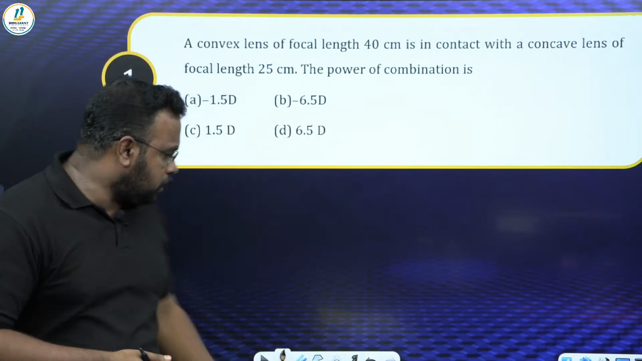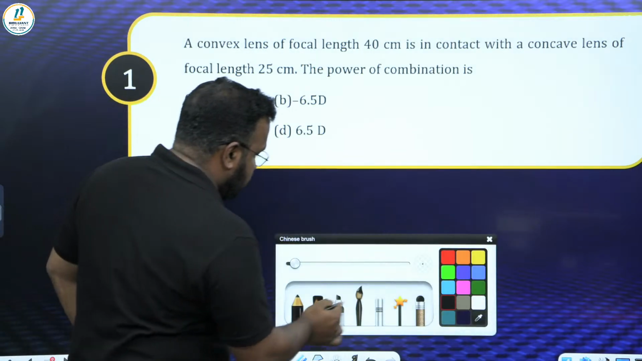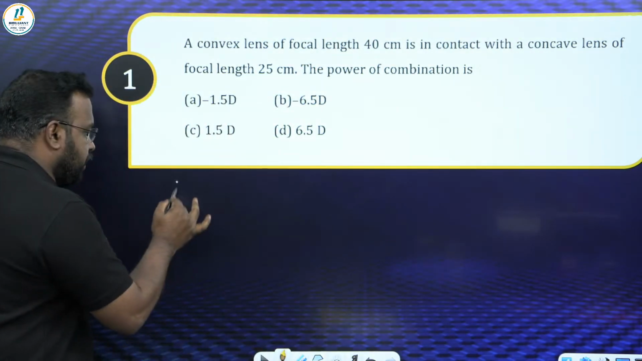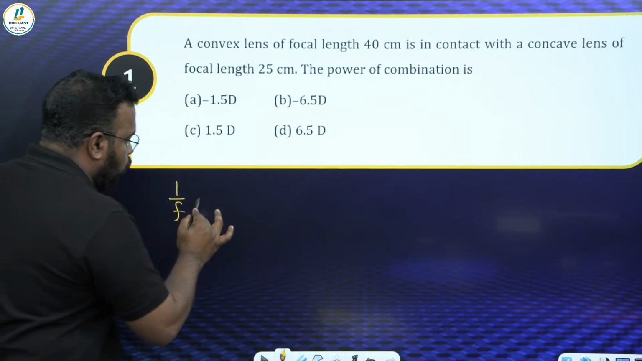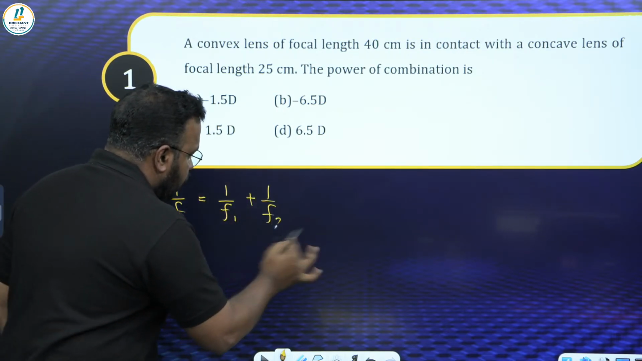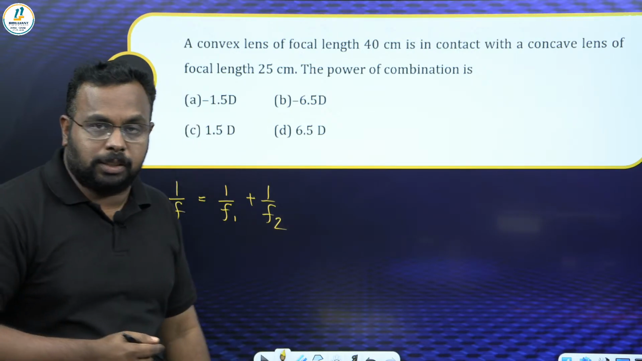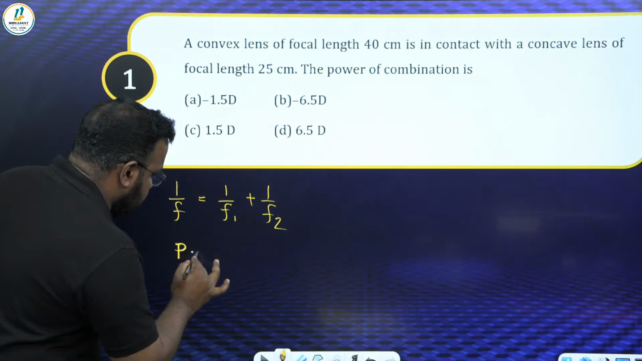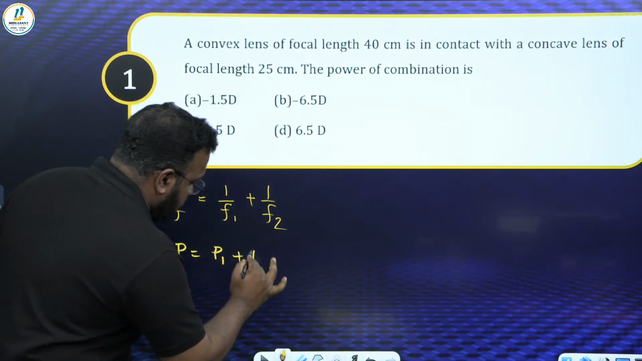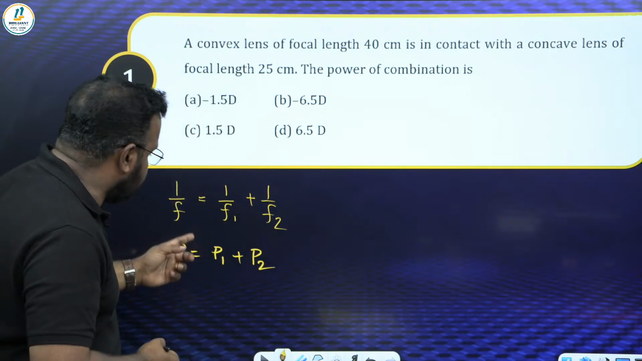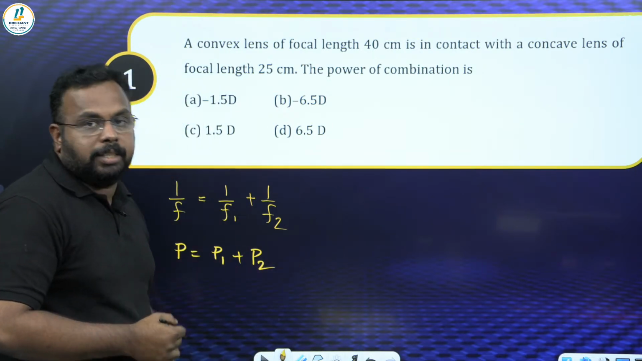In combination of lenses, my dear students, we have formulas to find the effective focal length and effective power. What is the formula for effective focal length? 1 by f is equal to 1 by f1 plus 1 by f2 plus etc., where f1 and f2 are the focal lengths of the two lenses. And the combination of power formula is, you know, P is equal to P1 plus P2. If P1 is the power of the first lens and P2 is the power of the second lens, then the total power can be calculated by simply adding the powers.